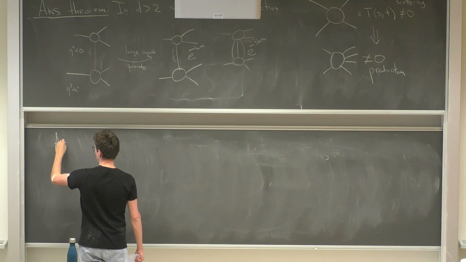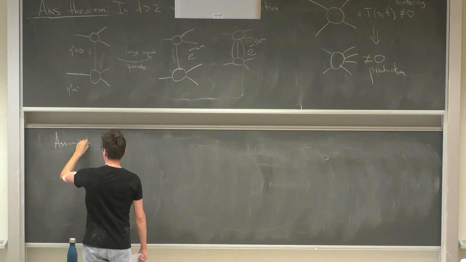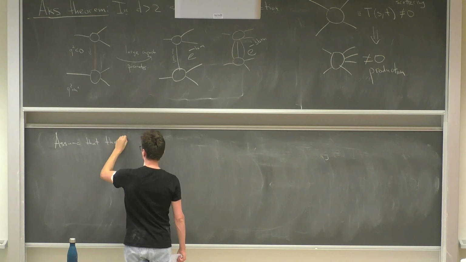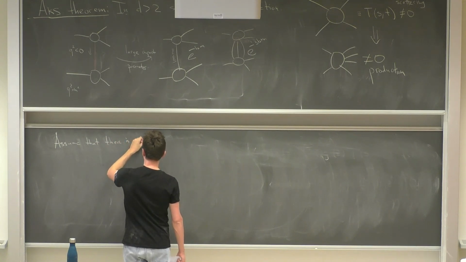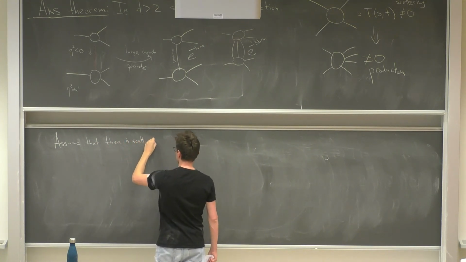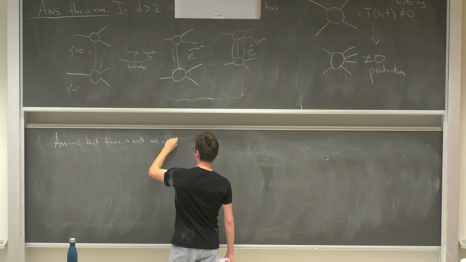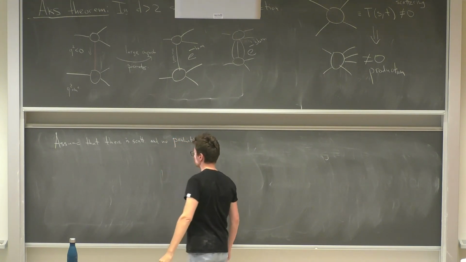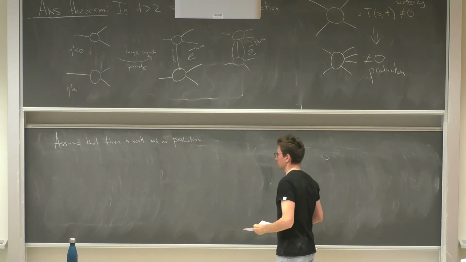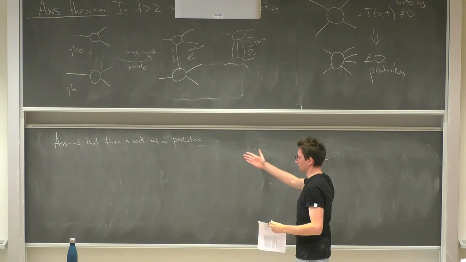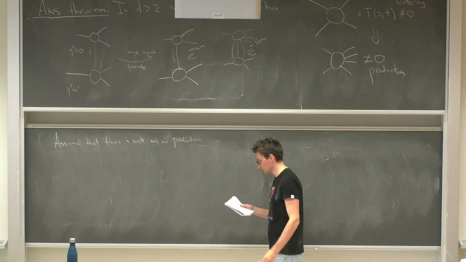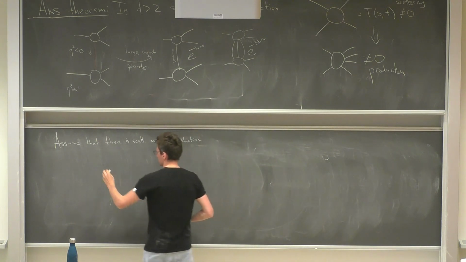Assume that there is scattering and no production. Well, then elastic unitarity holds for any energies. Because remember, elastic unitarity was unitarity in the absence of particle production. And elastic unitarity takes the following form.